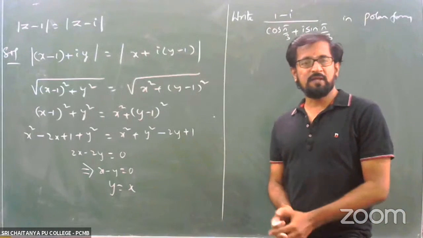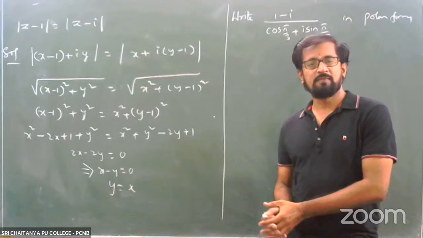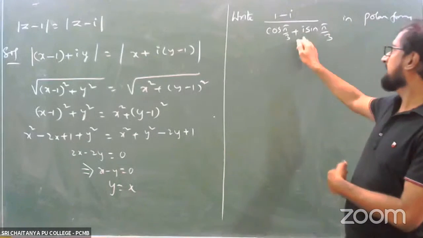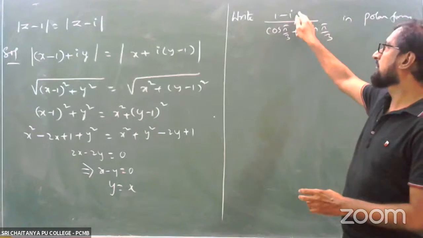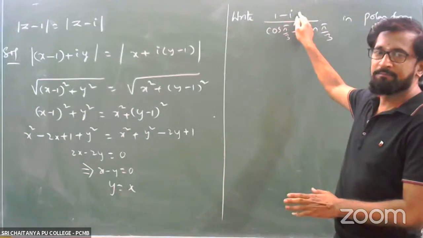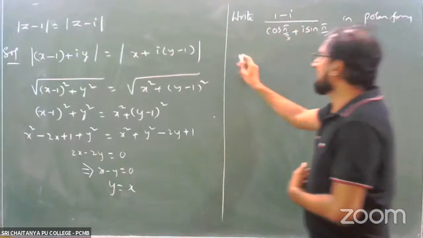Already the denominator is in polar form, right? Means cos pi by 3 plus i sin pi by 3, it is already in polar form. So you ought to write this in polar form. Okay. So 1 minus i.